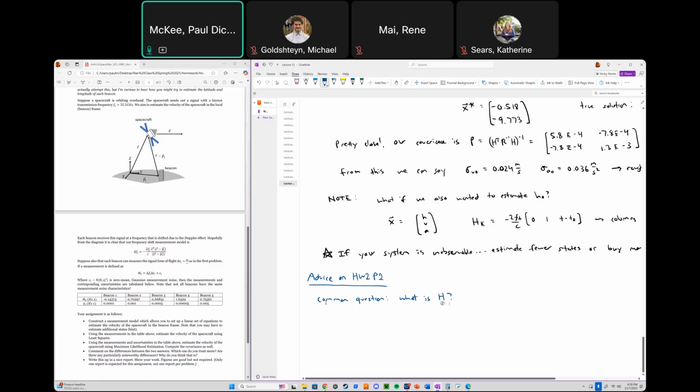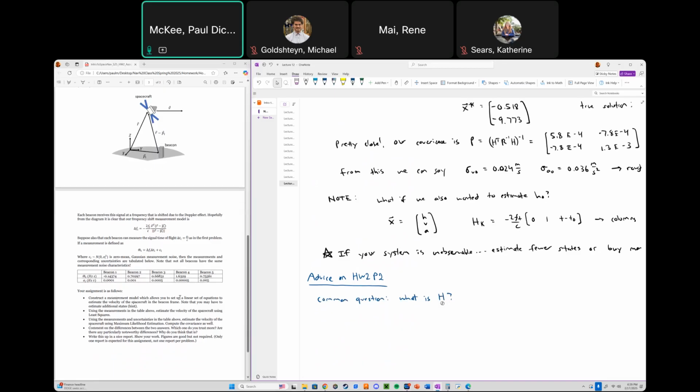Well, let's read the problem here. Construct a measurement model which allows you to set up a linear set of equations to estimate the velocity of the spacecraft in the beacon frame. Note that you may need to estimate additional states. Okay, so we're trying to recover the full 3D velocity of the spacecraft given 5 basically range rate measurements from these different beacons. And each of those measurements is not really a direct range rate measurement. It's scaled by transmission frequency and speed of light and all that. Okay, so what do we do? What is H? You build H. That is actually part A.